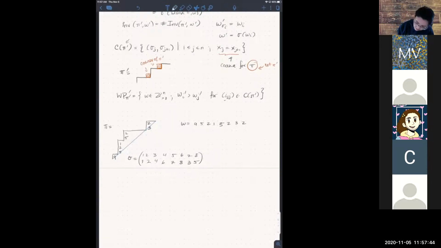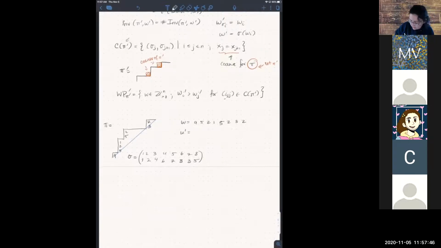If we do this, then W prime is just a matter of following this permutation and rewriting the word. So we would get 9, 5, 3, 2, 2, 1, 5, 2. And what did I do? Well, 1 and 2 are fixed. Then 3 is supposed to go to 4, so 3 went to 4. 4 went to 6, and so on. I just did this for the entire word. So W prime is really just sigma applied to W.